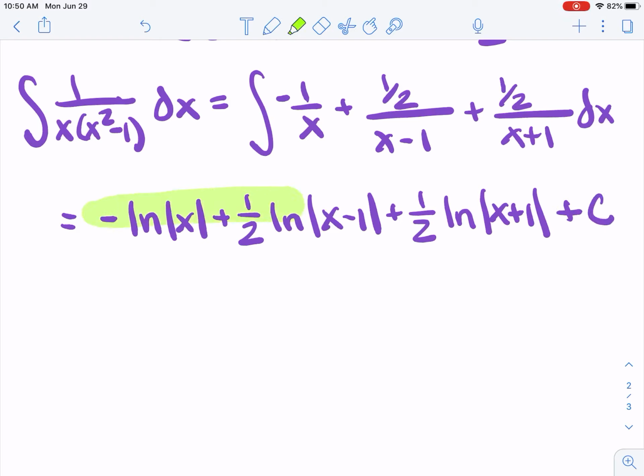And we could combine these terms with log rules, but there's really no need for that. So we're going to leave it like this, and that's our final antiderivative.